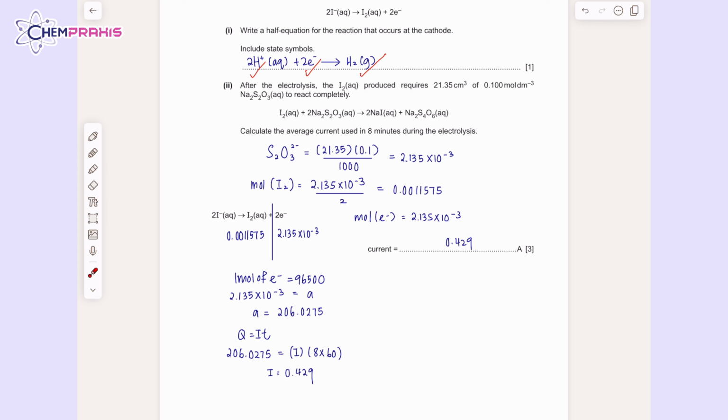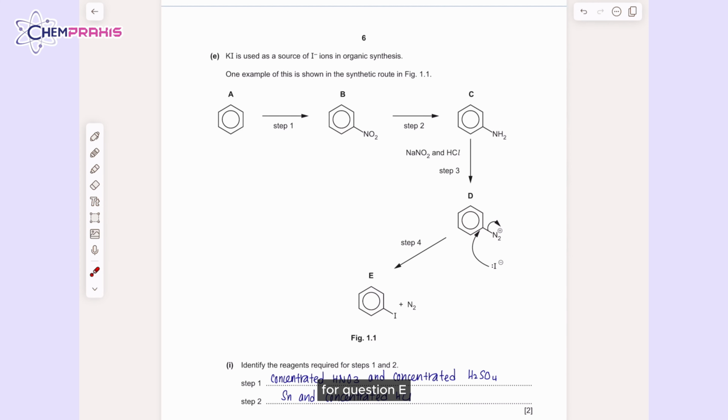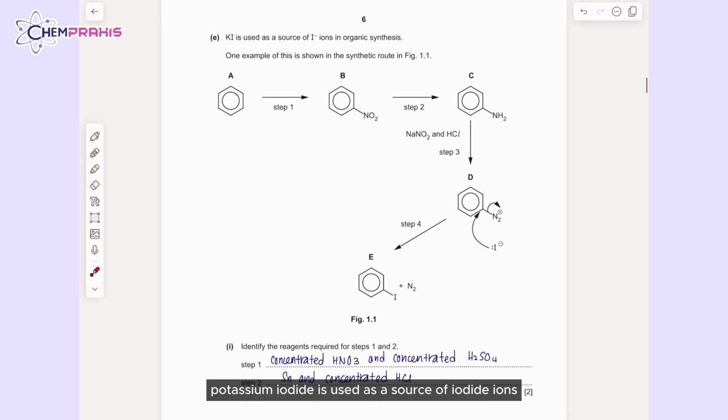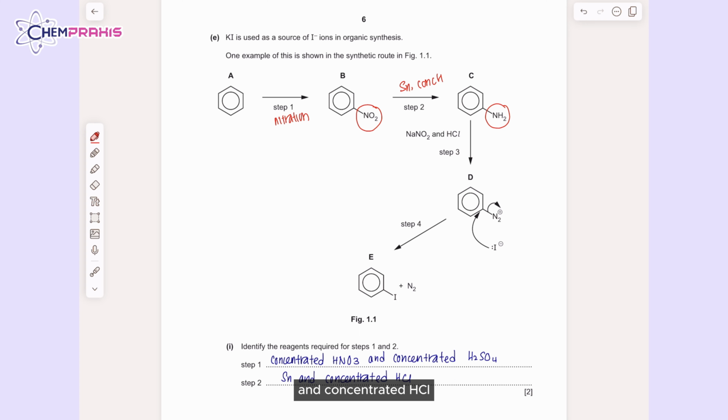For question E, potassium iodide is used as a source of iodide ions in organic synthesis. One example of this is shown in the synthetic routes in figure 1.1. So I have A, step 1, change to NO2. So this is a nitration process. And then from B to C, step 2, you change your NO2 to NH2. So this is a reduction process in which we need tin and concentrated HCl.